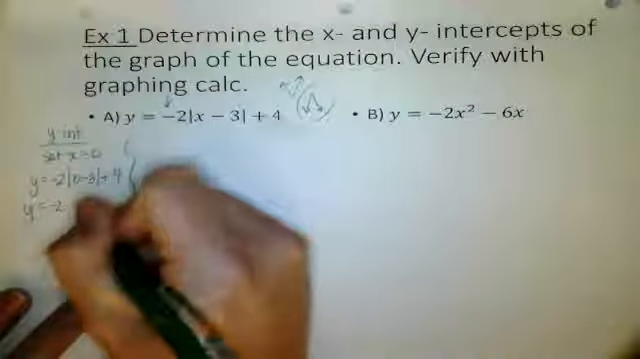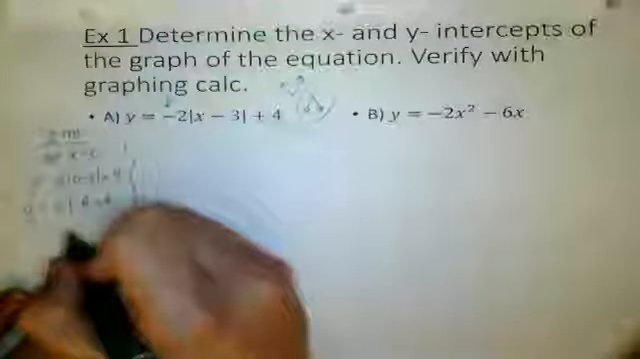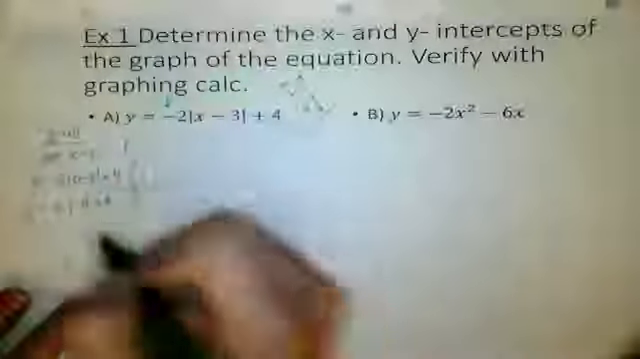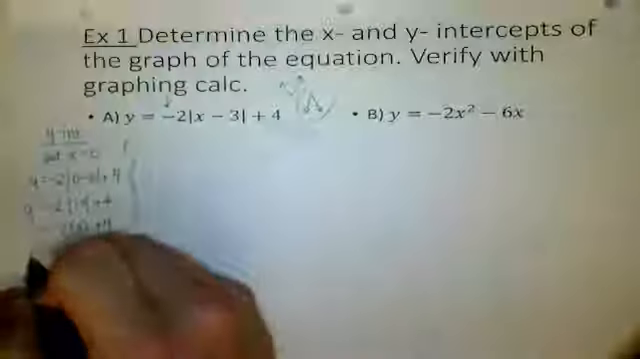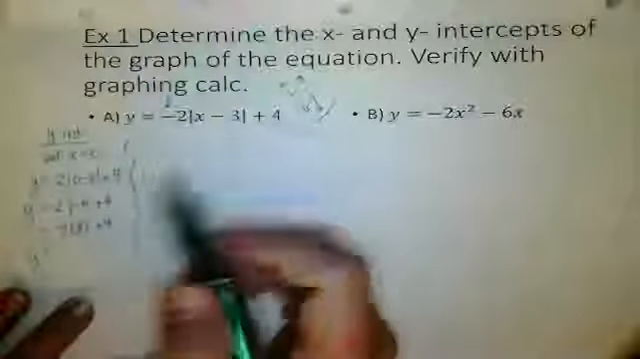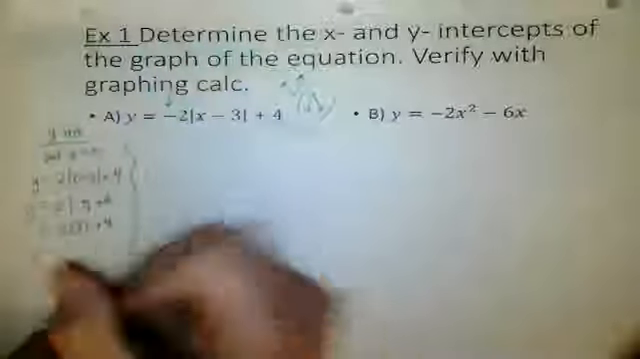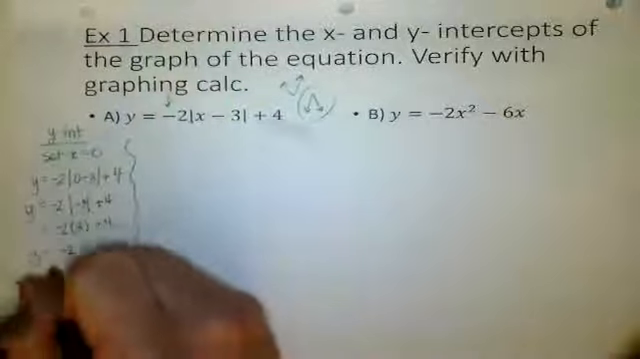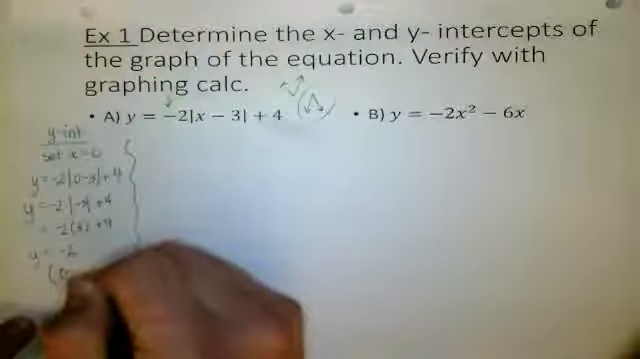-2, 0 minus 3 is -3. So we have the absolute value of -3. What is the absolute value of -3? And so then we have -2 times 3 plus 4, which is going to be what? -2. Okay. And so we have an ordered pair. We said that x was 0 and y was -2.